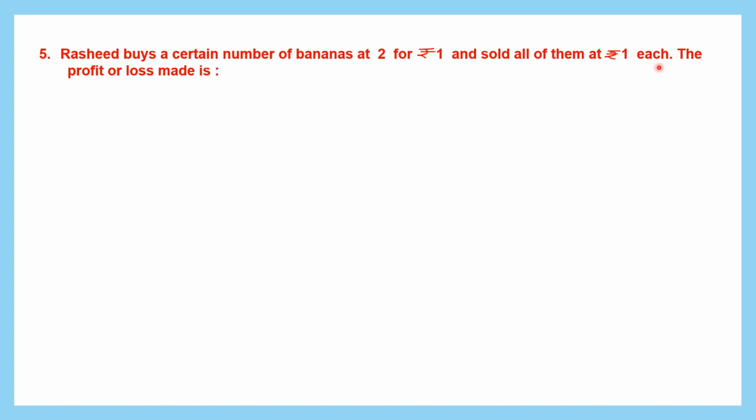Question 5. Rashid buys a certain number of bananas at 2 for 1 rupee and sold all of them at 1 rupee each. The profit or loss made we have to find. So here let's be careful. Now 2 for 1 rupee, he has bought them, but he's selling them at 1 rupee each. That means 1 for 1 rupee. Okay, so keep this in mind.